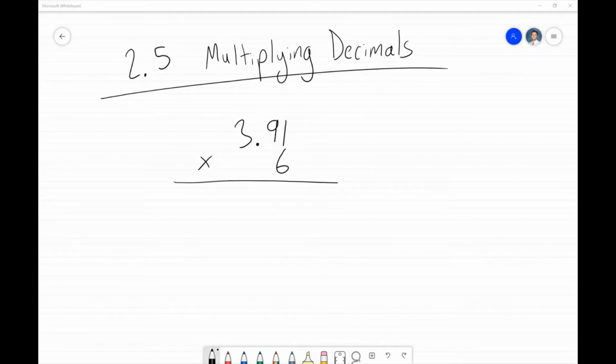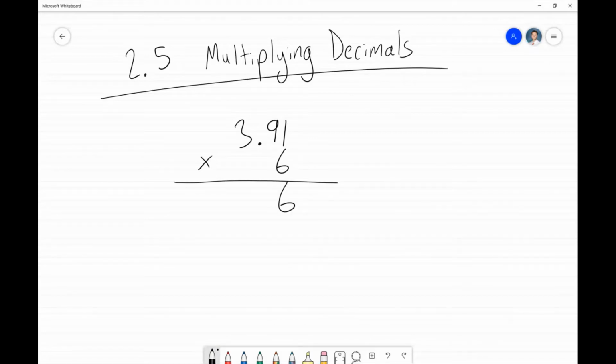Instead, what we'll do is just always have all of our numbers lined up on the far right here, making sure each number ends on that side, because we'll multiply very similarly to how we multiply regular whole numbers. So we start just like with a regular multiplication problem. We can at first ignore this decimal, and we're just going to multiply as if this were 391 times 6. So we start by multiplying 6 times 1, which is 6.